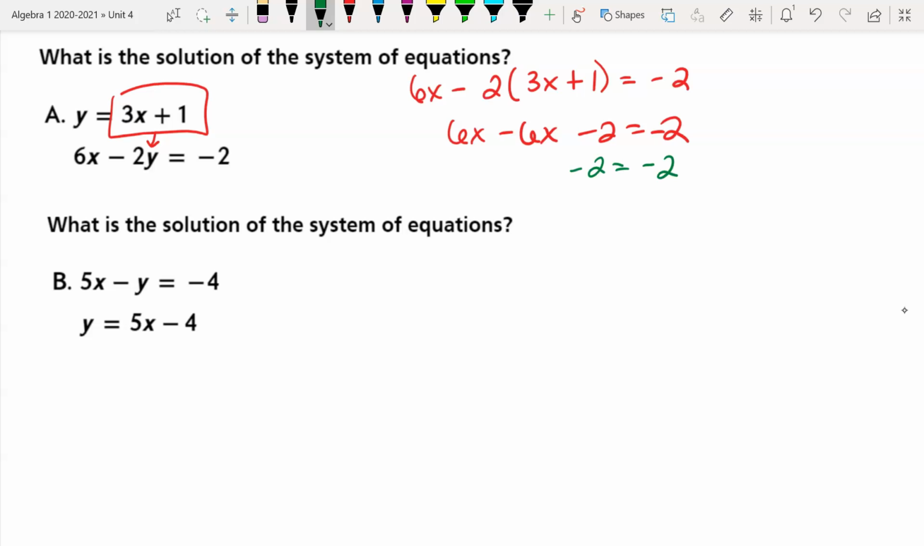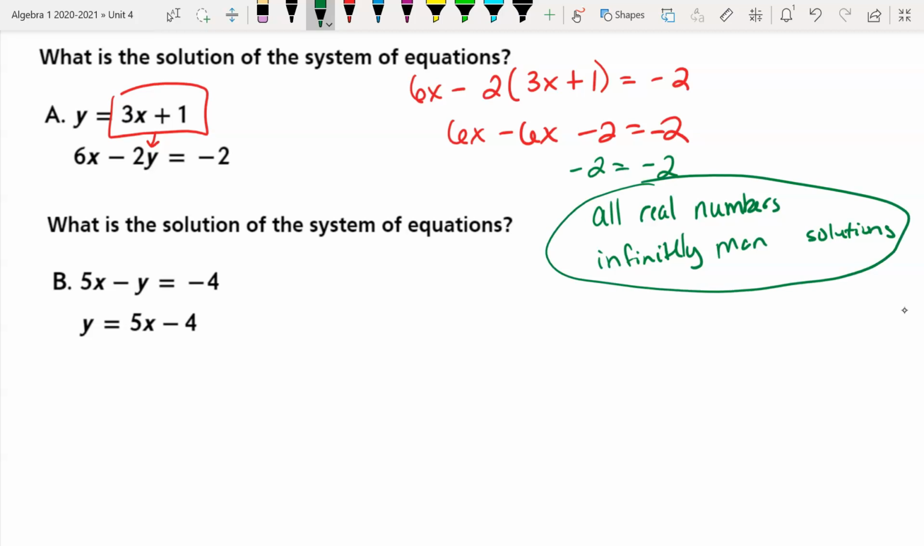Well, you got to ask yourself, is that a true statement? Does negative 2 equal negative 2? Well, the answer is yes. So that's going to be all real numbers. Or another one that I like to say is infinitely many solutions. But they mean the same thing. All right, so if you get negative 2 equals negative 2, it's going to be all real numbers, or like 3 equals 3, 6 equals 6. There's a bunch of examples you could do there.